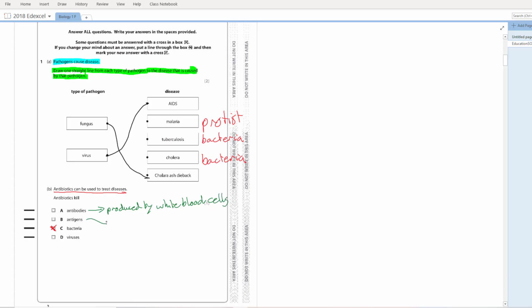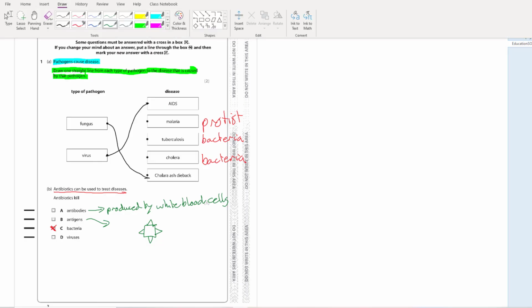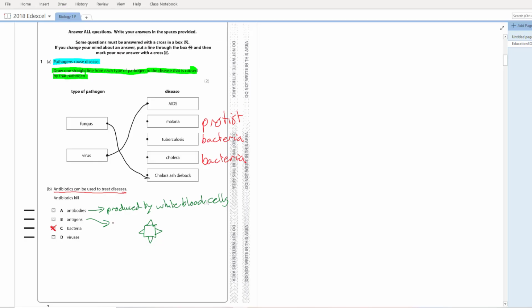Antigens are the little markers on pathogens. So for instance, if I just draw a quick example of a bacteria, the whole structure that I've drawn is the bacteria, and the antigens are the specific markers on the bacteria. The white blood cells may produce antibodies that look like this, and then the antibodies attach on to the antigens and disable the pathogen, preventing it from causing infection.